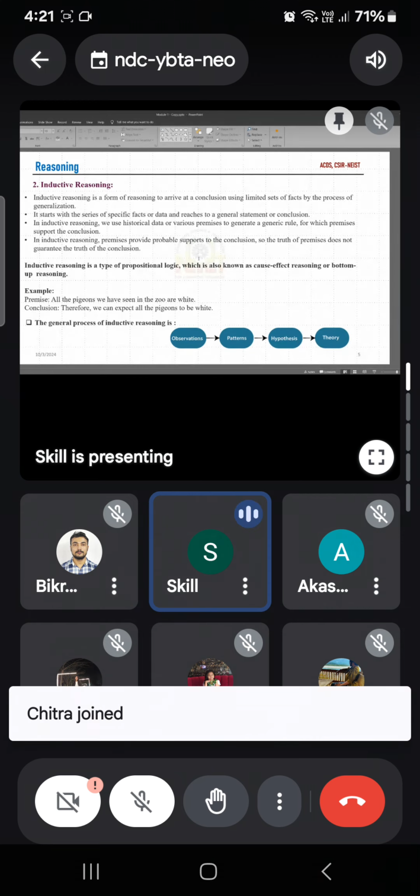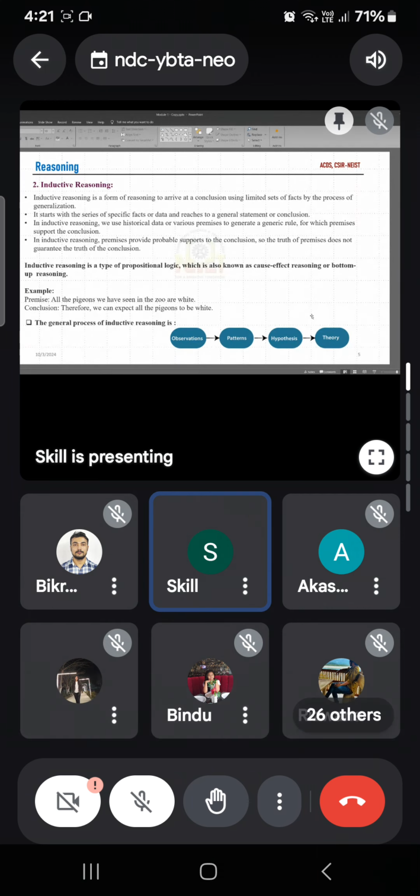And here also we can see the diagrammatic representation of inductive reasoning, where the general conclusion is drawn from specific observations, and it starts with the observations of specific instances or phenomena. The observation here is that the pigeons are white in the zoo, so we have some observation. Then we will identify the patterns in the data that suggest relationships or trends.